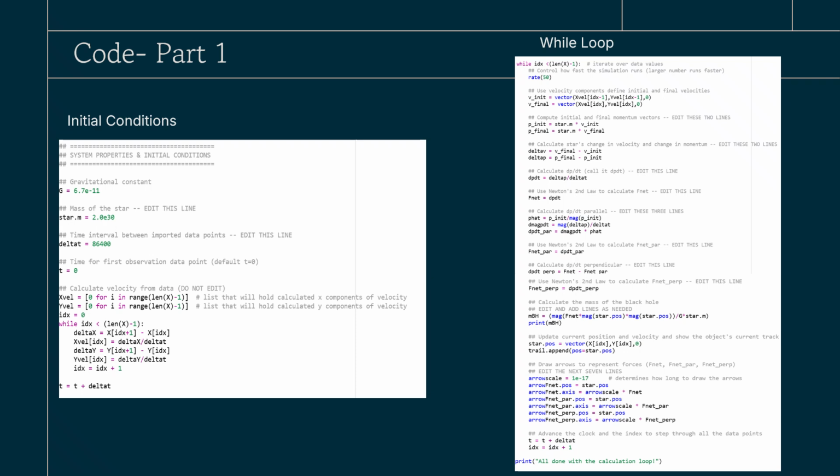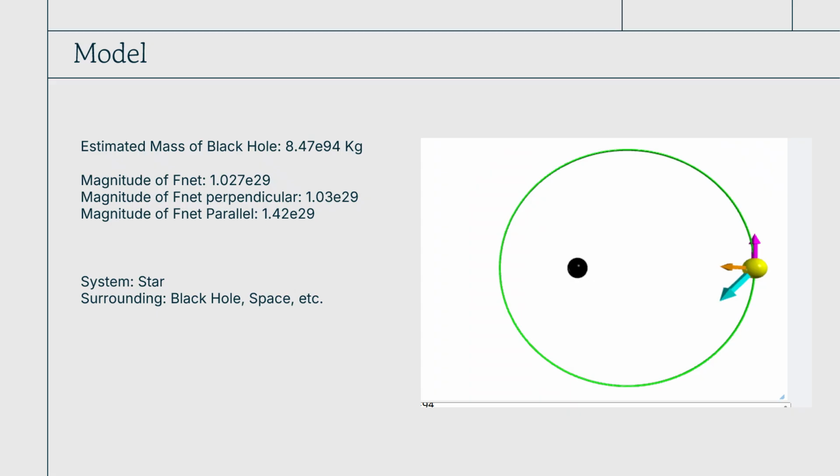Then we use the same calculation method for the parallel component and the perpendicular component, as you can see in the code shown, and we set F net perpendicular equal to dp dt perp, and the parallel set to the parallel. With all this we were able to calculate the mass of the black hole with the equations seen below. Here's my model from part 1 with the estimated mass of the black hole, the magnitude of the force in the perpendicular direction as well as the force in the parallel direction. For the system, I said it was the star, and the surroundings are the black hole, space, and anything else that might be acting on the star.